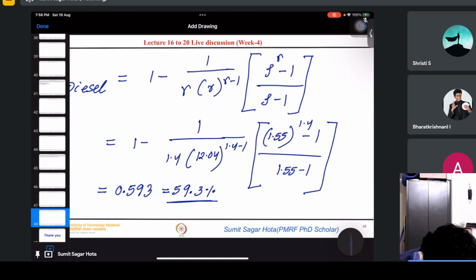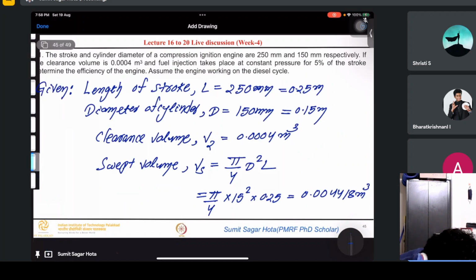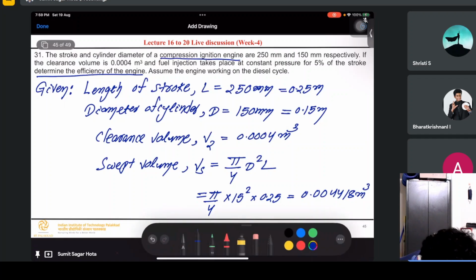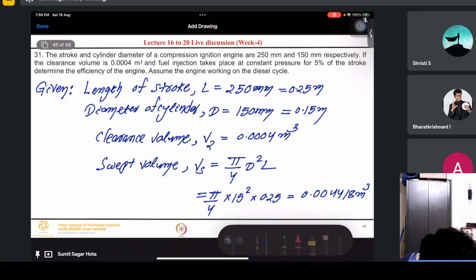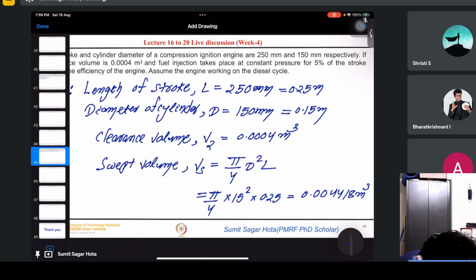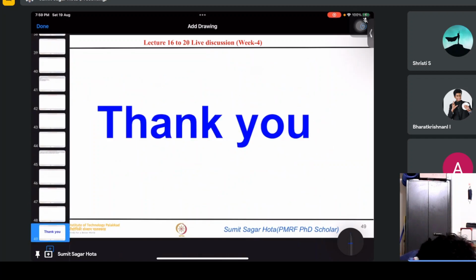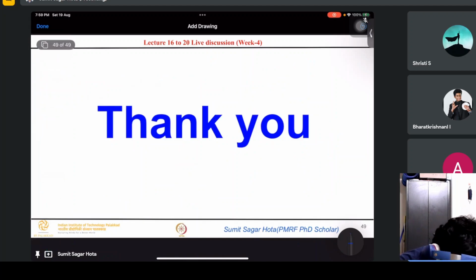Okay, so actually in the question this is asked: determine the efficiency of the engine. Okay, so because it's a CI engine which works on the diesel cycle, we just found out the diesel cycle efficiency. Okay, so this is the answer. Okay, with that we just end today's section.